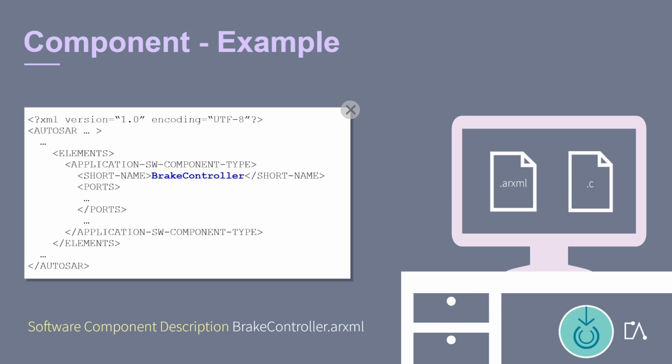Here you see how the description for the software component brake controller would look like. First, the version and encoding type are recorded. The second row tells us this document is about an AUTOSAR element. In the third and fourth row you see that the described element is an application software component type. Then you see the name of the component, followed by the ports.